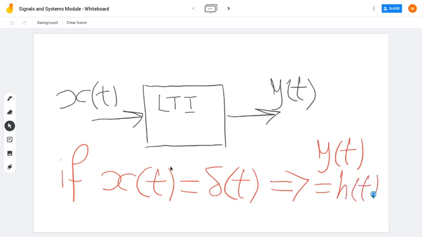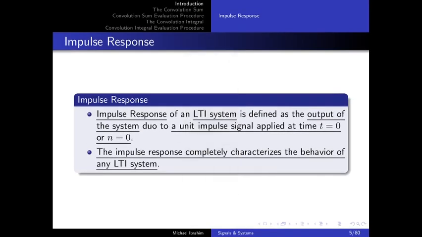So again, the impulse response h of t is the output that will come out of the system if the input is made equal to an impulse delta of t. So let's read the definition one more time. The impulse response of an LTI system is defined as the output of the system due to a unit impulse signal applied at time t equals 0 or n equals 0. It also goes the same for the discrete time system.